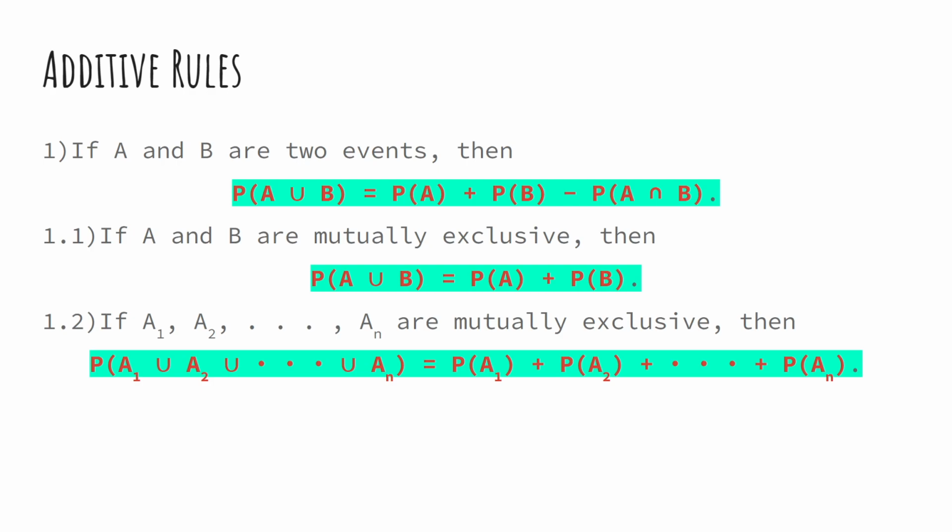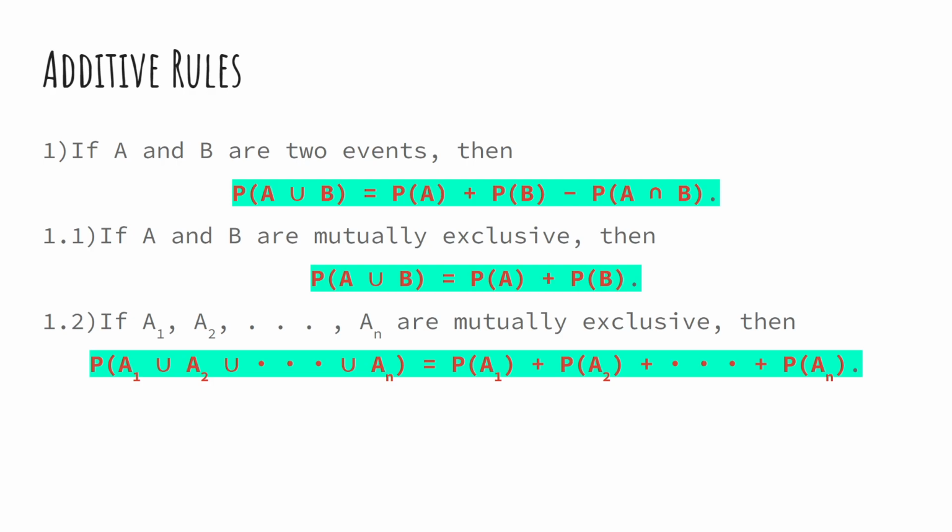Next, if A and B are two mutually exclusive events, then the probability of A union B will be equal to the probability of A plus the probability of B. What is missing here is the intersection term, because if the events are mutually exclusive, the intersection is empty, and if the intersection is empty, then the probability of that empty set becomes 0. So that's how this comes out of the previous one.